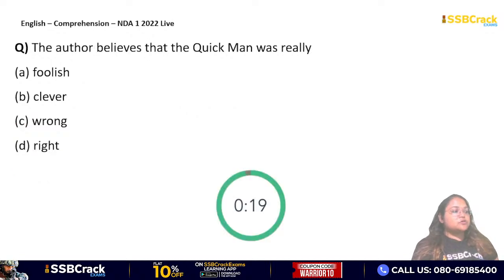Next question. The author believes that the quick man was really... अब ये author का opinion है. तो पूरे passage पढ़ के आपको क्या लग रहा है? That the quick man was really foolish, clever, wrong or right. वो असल में क्या था? Foolish, clever, wrong or right?